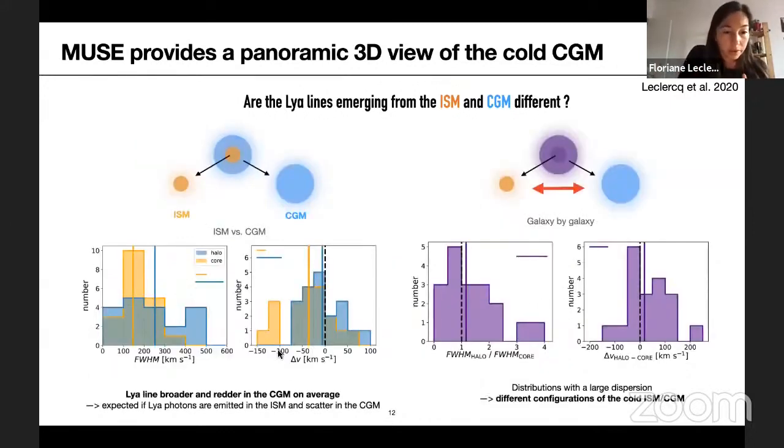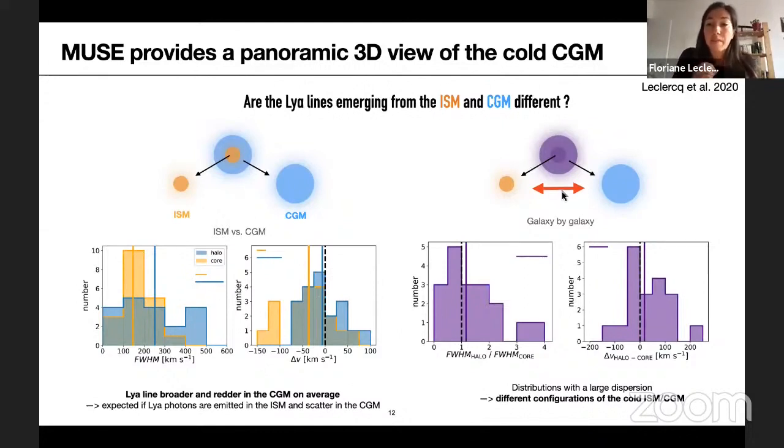Okay, so if we look at the distribution of the full width at half maximum in the core or ISM in orange and in the halo or CGM in blue, we can see that the lines appear, in median, if we look at the vertical lines, broader in the CGM, and also redder. This configuration is expected if the Lyman alpha photons are emitted in the ISM and then scattered into the CGM, according to radiative transfer models, and it could maybe tell us a bit about the origin of those Lyman alpha halos, the powering mechanisms.